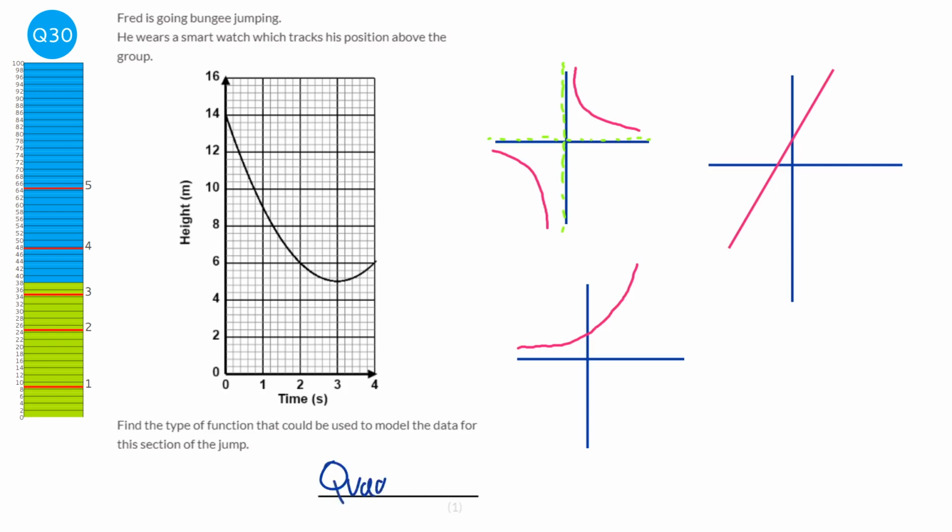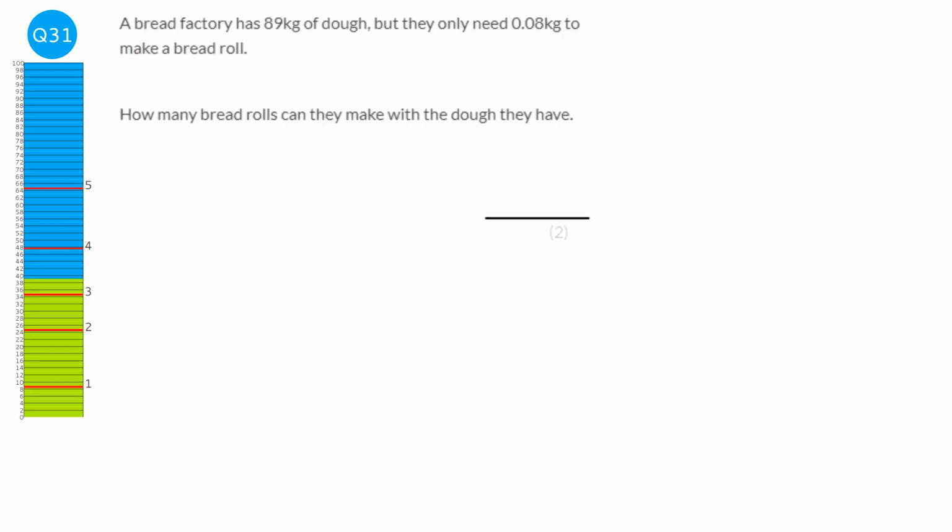So quadratic function. So here we're asked to find how many bread rolls we can make. We've got 89 kilograms and it takes 0.08 kilograms to make a bread roll. Something we can do is convert these into grams, or we can just keep it at kilograms, but I've got a neat little trick. And the trick is, if you've got a decimal when you're dividing, as long as you do the same thing left and right, you can multiply them by 10 or 100. In this case, we're going to multiply both by 100.